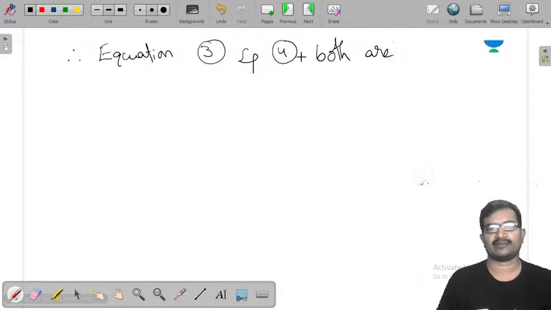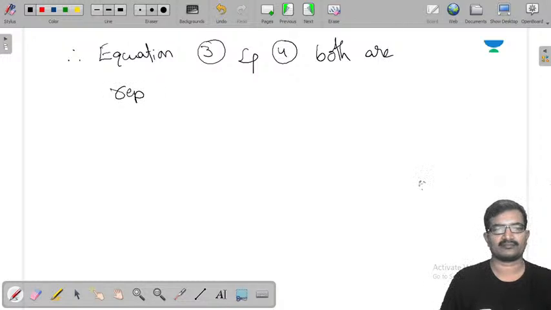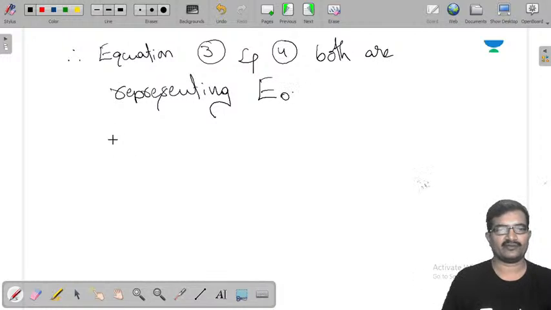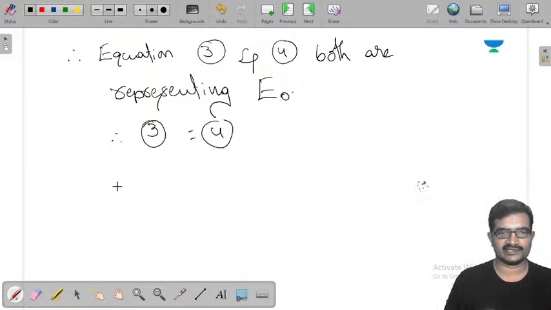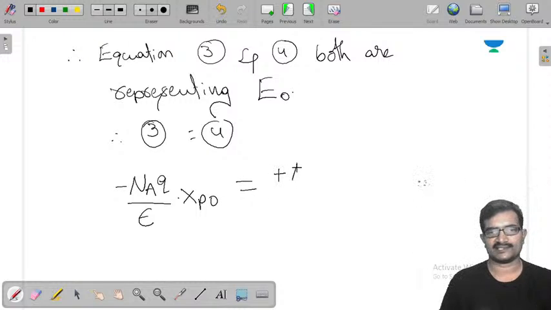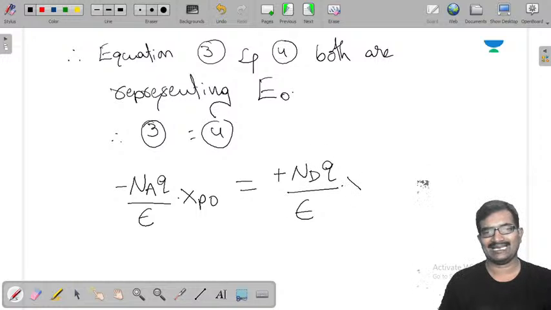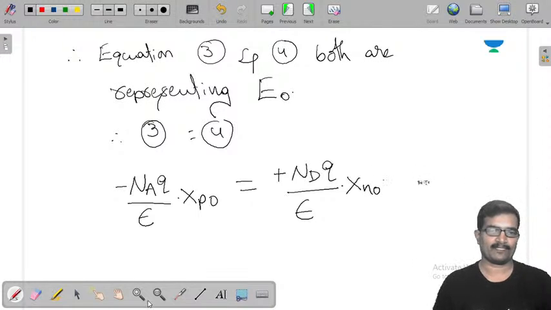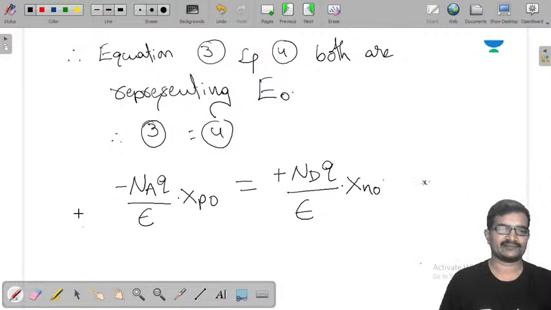Both are representing E naught. Therefore 3 equals 4. So our third equation is minus Na into Q by epsilon into xp naught, equals the fourth equation, which is plus Nd into Q by epsilon into xn naught.